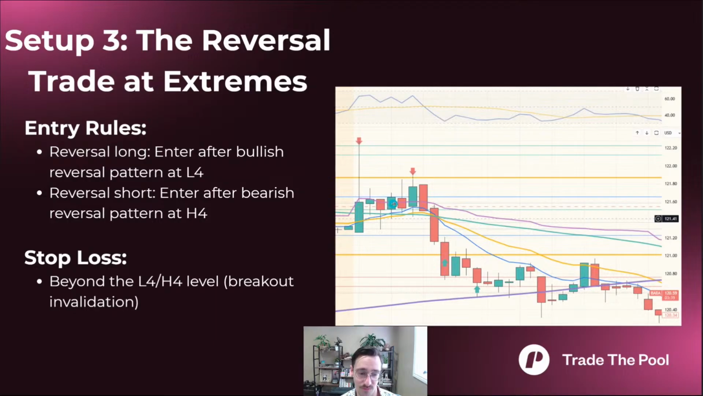So I'm sorry, the reversal pattern of the bullish attempt. And so then we're going to get in right there when it has that confirmation on the volume. I like to wait for the candle close as well, usually a 5 minute, but sometimes a 1 minute is all they give you. And then you put your stop loss beyond the H4 or the L4.